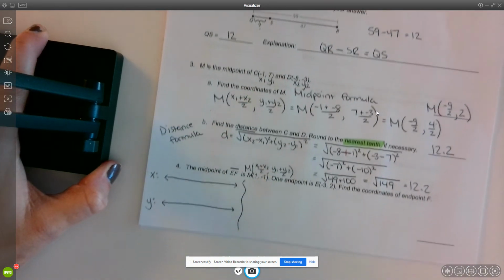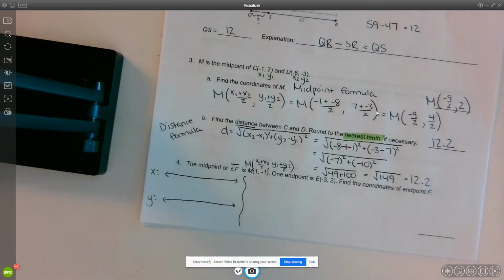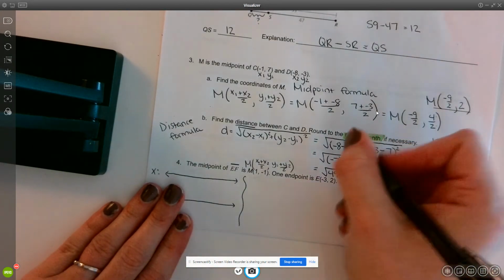And for the last one on this page, number 4, the midpoint of line segment EF is M(1, -1). One endpoint is E(-3, 2). Find the coordinates of endpoint F. So this is one where we know one of our endpoints.